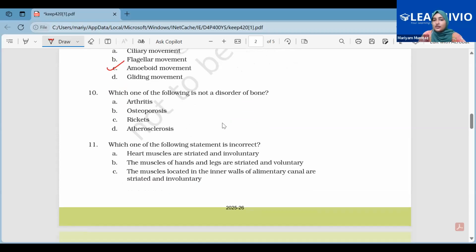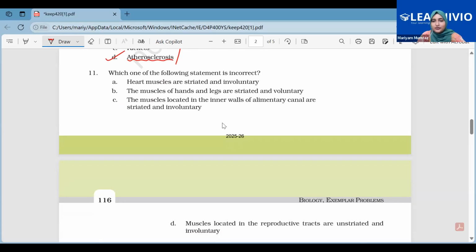Which one of the following is not a disorder of bone? D. What is it the disorder of? I know the first three are the disorders of bone. So that's the odd one. Acha. So what is the other name of atherosclerosis? You people have studied this. CAD? Yes, coronary artery disorder. This is the disorder of our circulatory system, right? Okay, now this one you people had a doubt in.